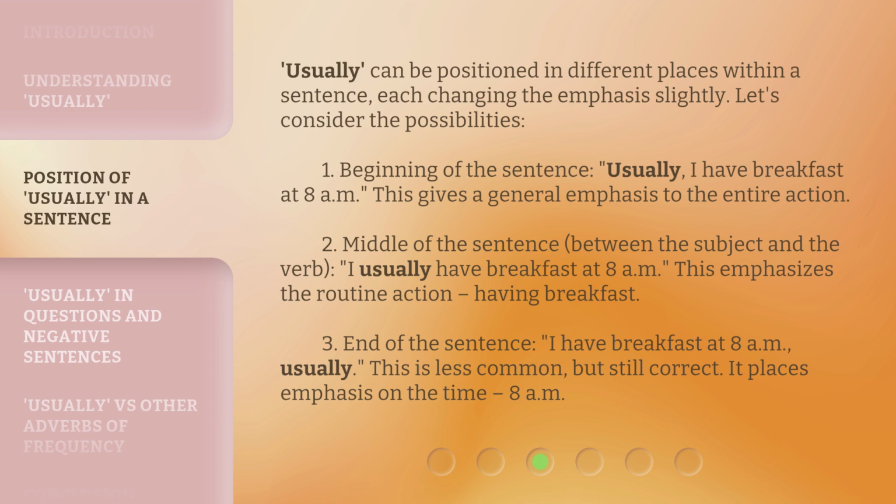2. Middle of the sentence, between the subject and the verb: "I usually have breakfast at 8 a.m." This emphasizes the routine action, having breakfast. 3. End of the sentence: "I have breakfast at 8 a.m. usually." This is less common, but still correct. It places emphasis on the time, 8 a.m.